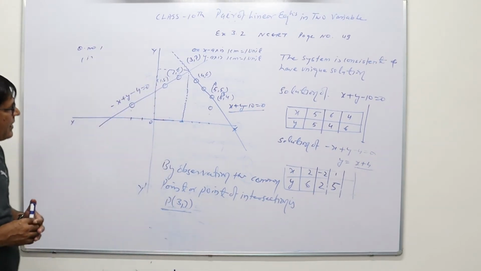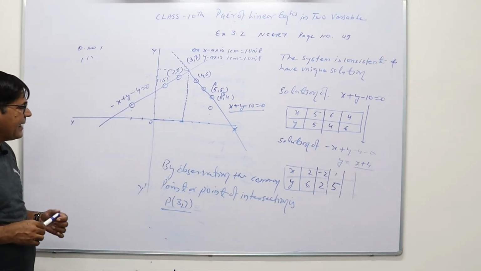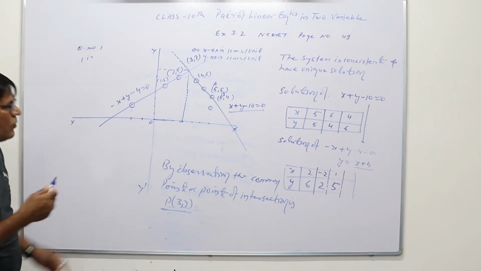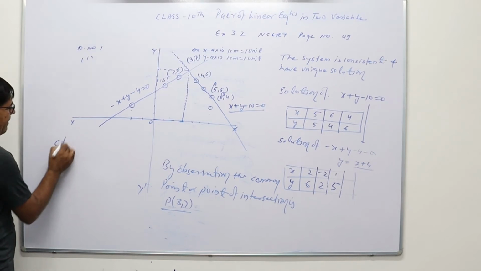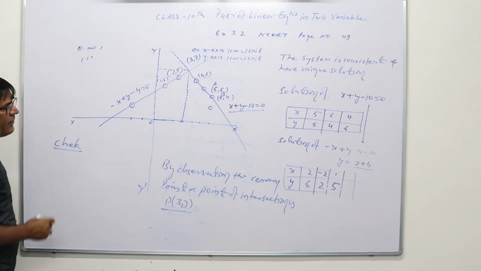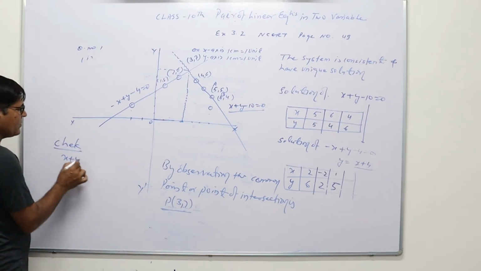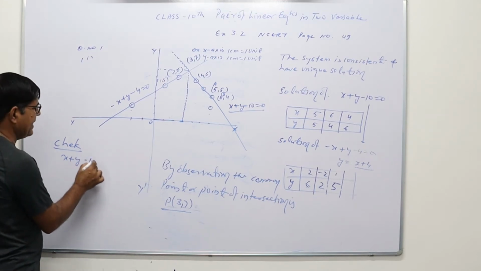Now to check whether it is the correct solution or not, we will put it in both the equations. So for the check, the first equation is x + y - 10 = 0.